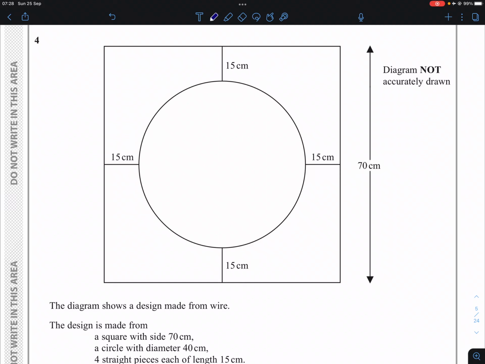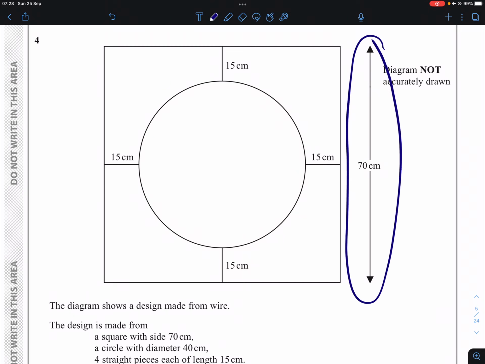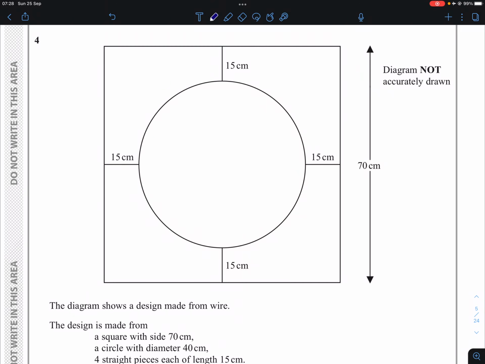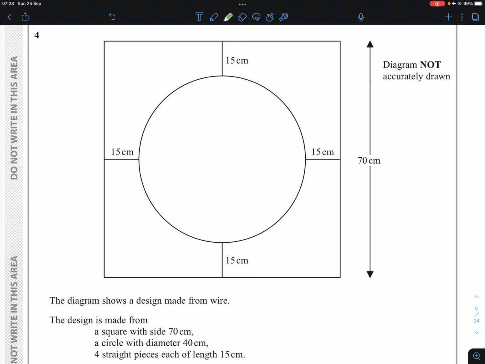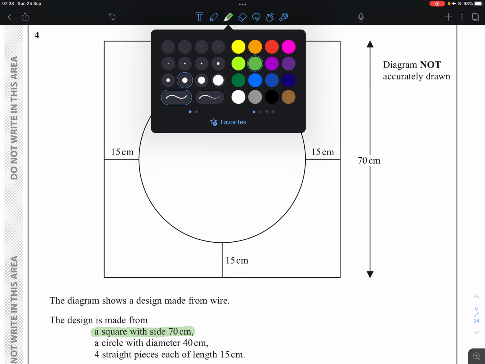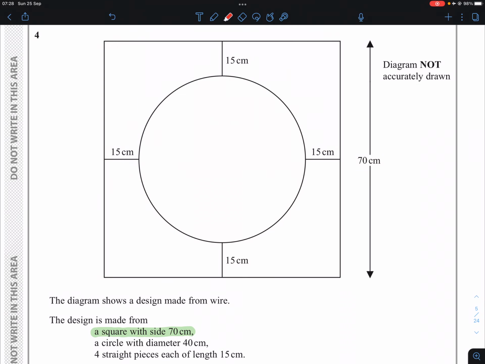Question 4. We have a diagram of a design made of wire. So every line that you see in this picture is a wire, apart from this distance measured here, of course. In terms of the information that's given in the question, we are also given this in 3 statements. We're told that the design has a 70 centimeter side square.